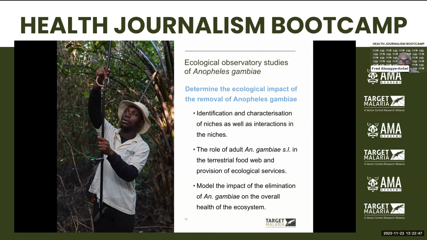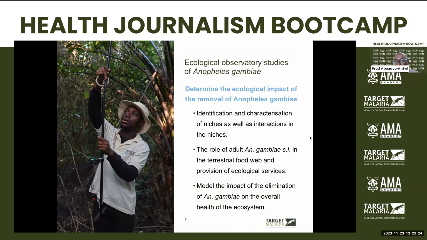This is the adult niche. So when we talk about the adult niche, where the adult dwells, how the adult interacts, and also to build food networks of this kind of interaction, and if they provide any ecological services, this is our second objective. And our third objective is to mathematically model the impact of significant suppression of Anopheles gambiae on the overall health of the ecosystem.